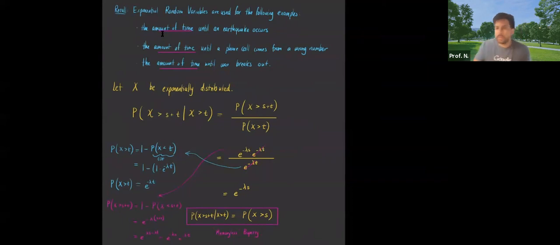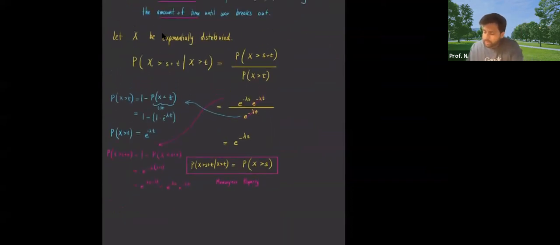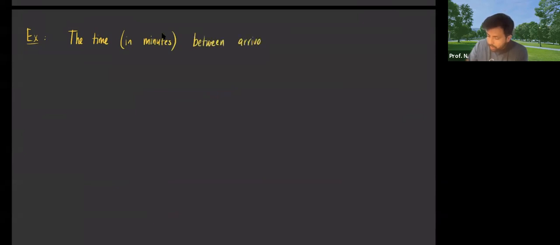Okay. So let me give you one example of this, and then we can move on to joint distributions of random variables. Okay, so let's look at an example. The time in minutes between arrivals of customers to a post office.